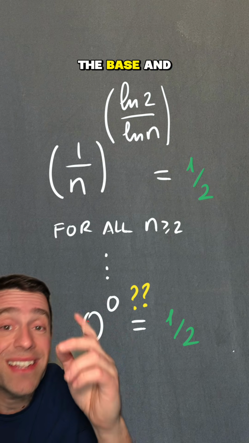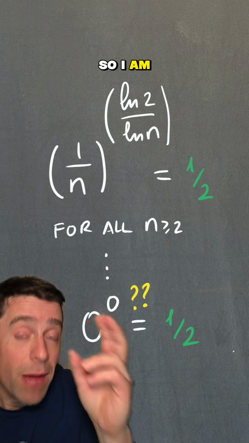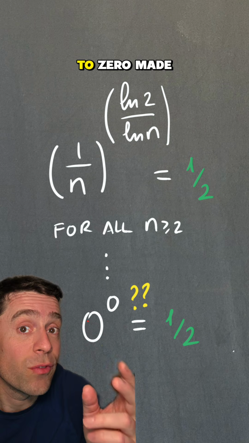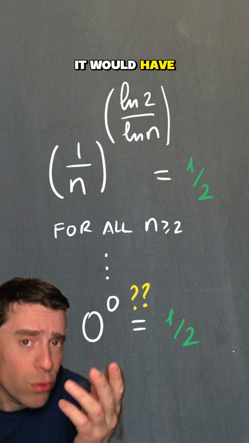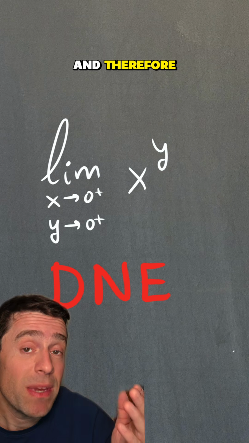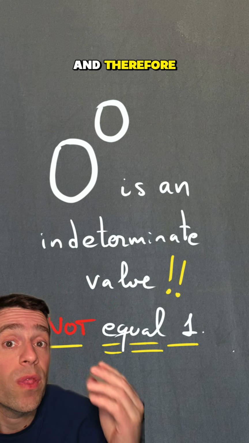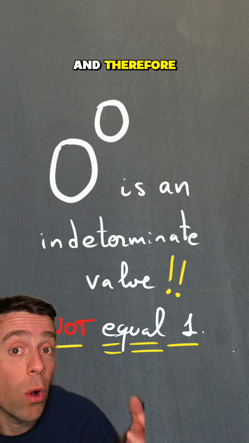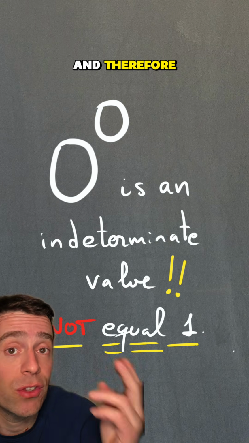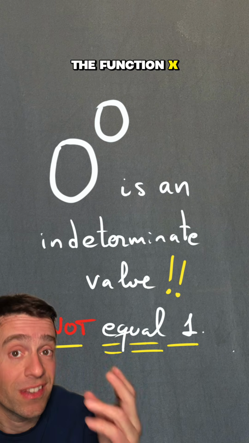Both the base and the exponent, as n goes to infinity, go to 0. So I am approaching 0 to the 0, and the value is always a half. So if 0 to the 0 made sense, it would have to be equal to 1/2. What this all means is that the limit of x to the y does not exist. And therefore, the value 0 to the 0 is what we call an indeterminate value. There is no single value I can give it that would make the function x to the y make sense at 0, 0.